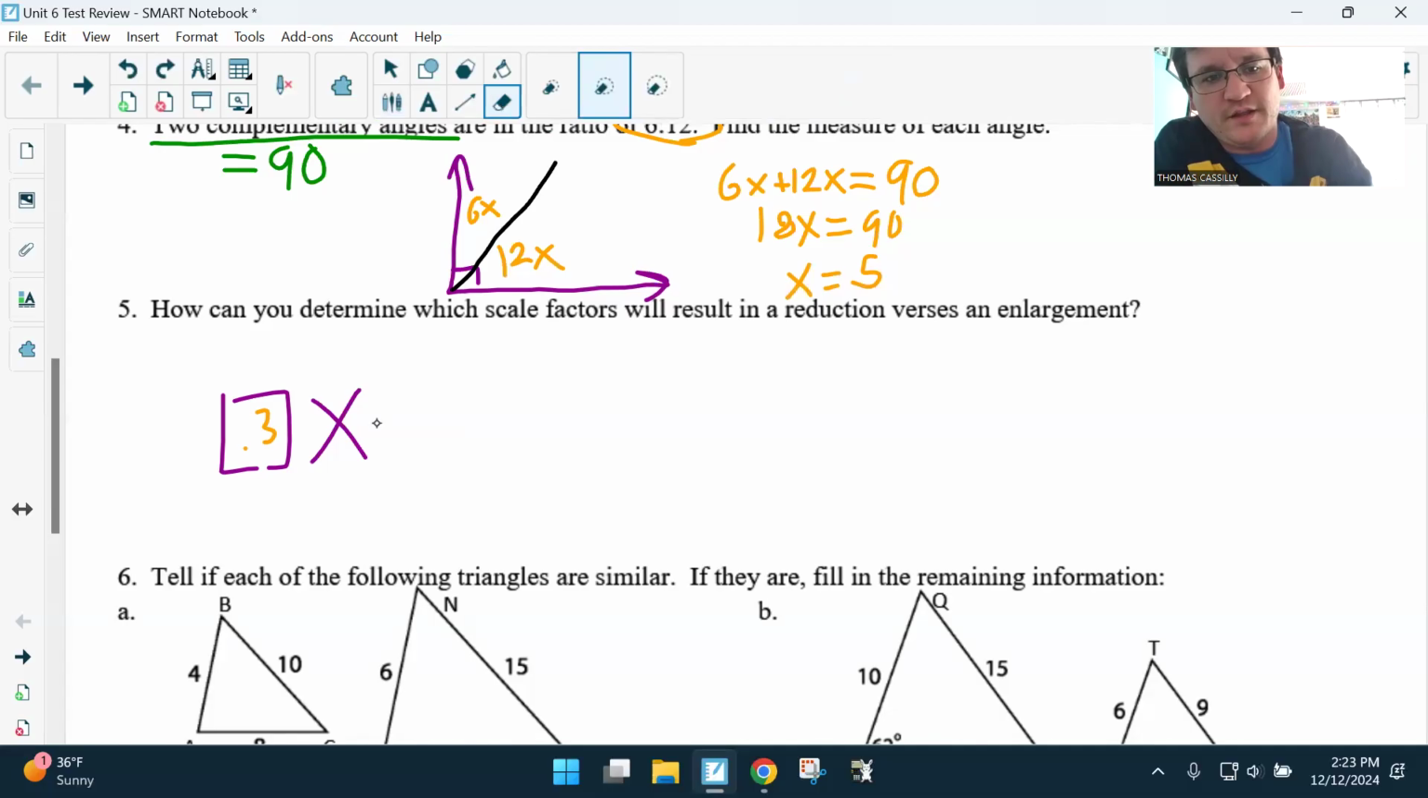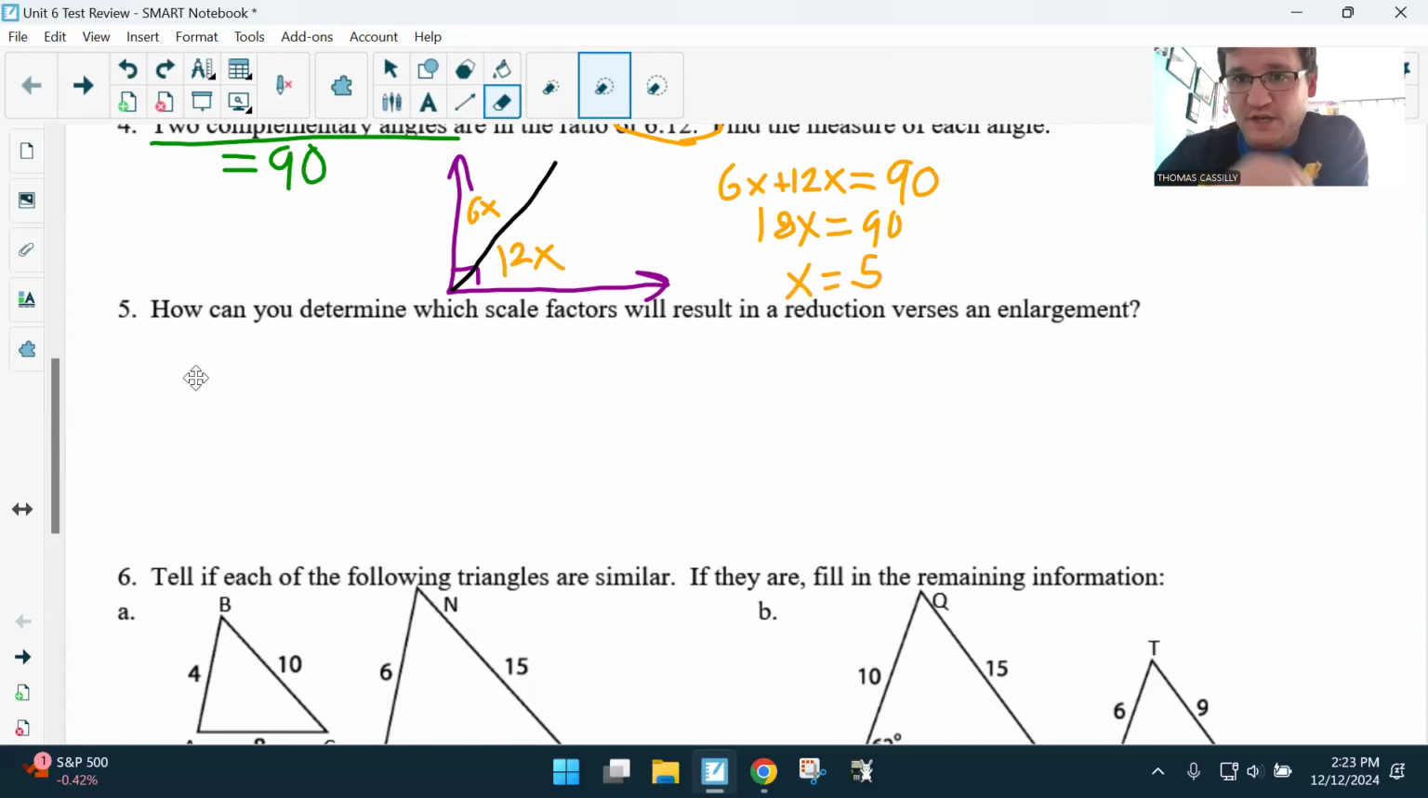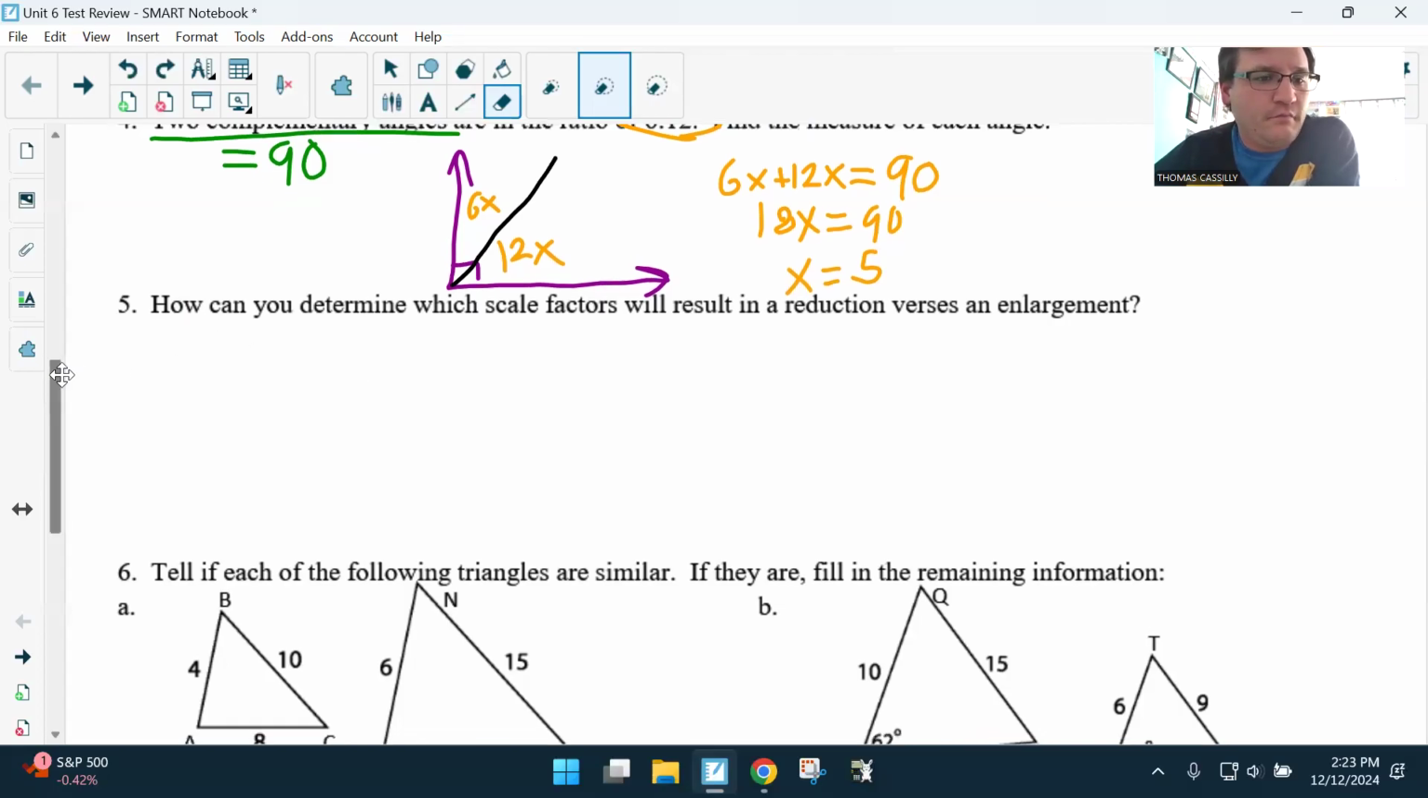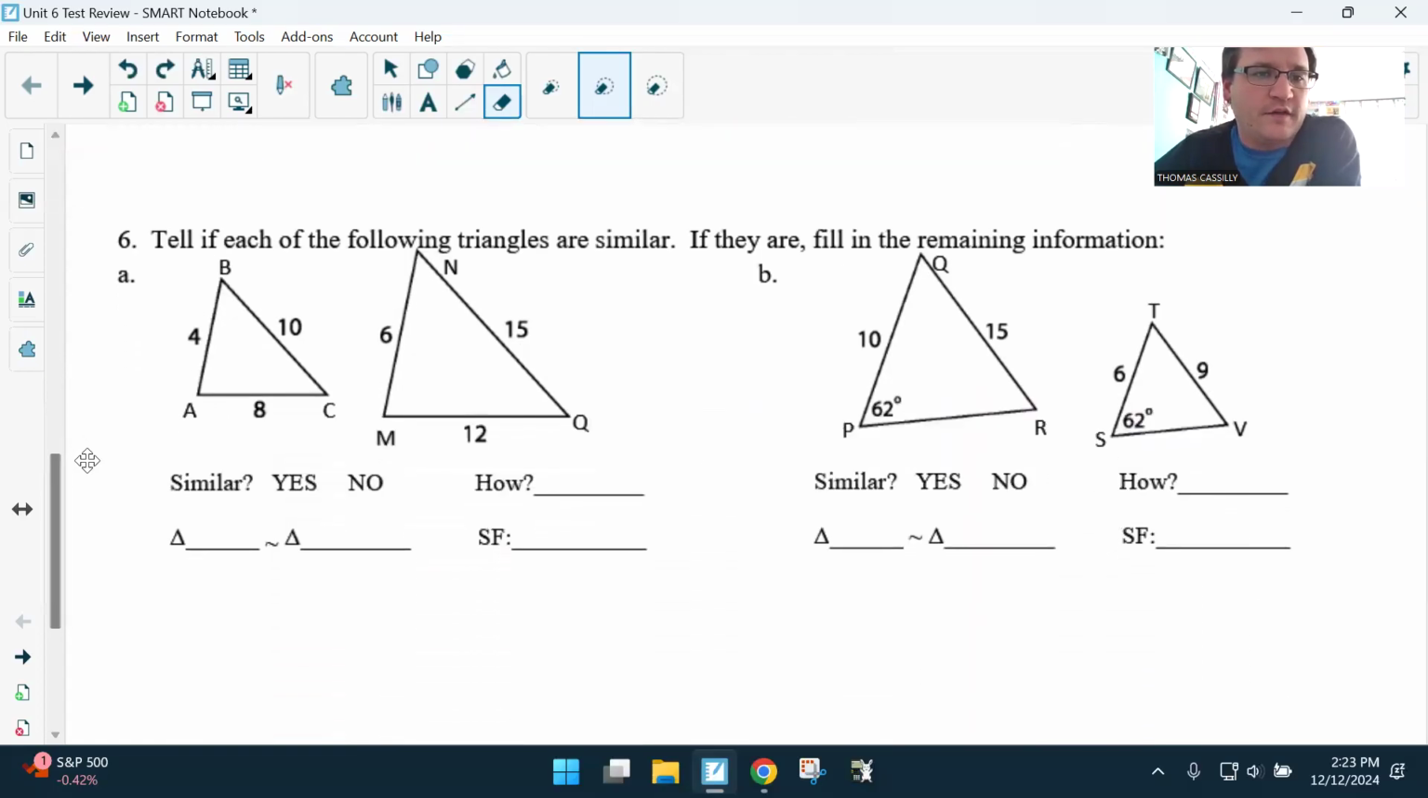All right, so I'm not going to write anything down on this one. So if you're on mute, sorry. Any numbers that are bigger than 1 will be an enlargement. Any numbers between 0 and 1 will be a reduction. All right. Number 6, tell if the following triangles are similar.